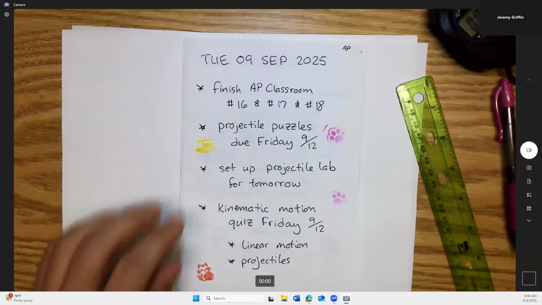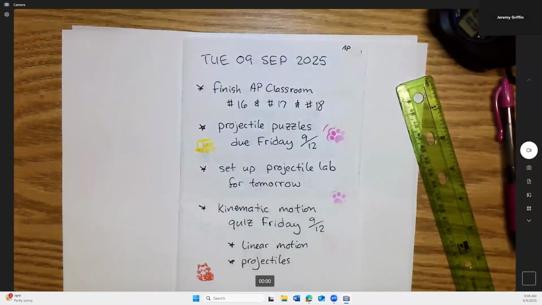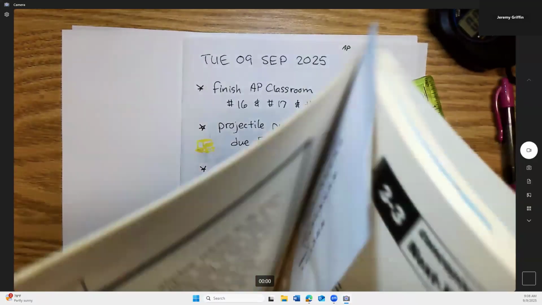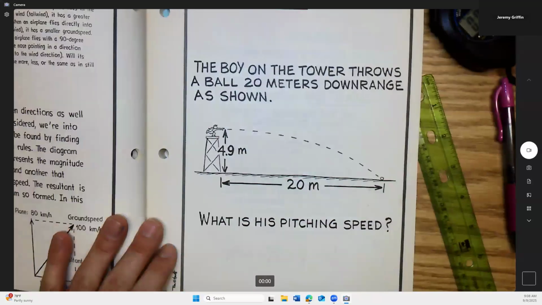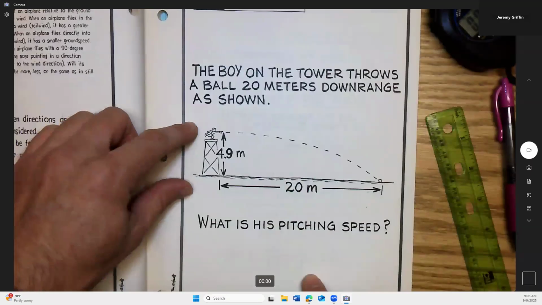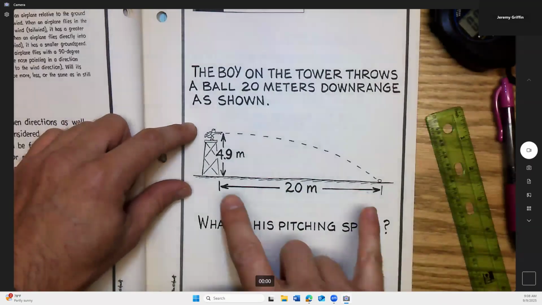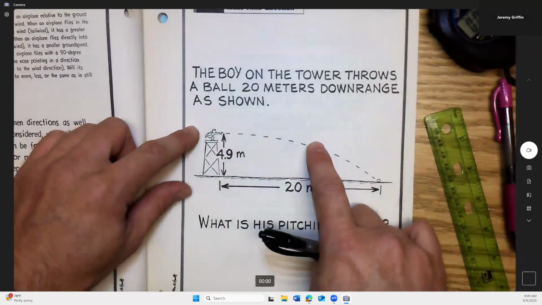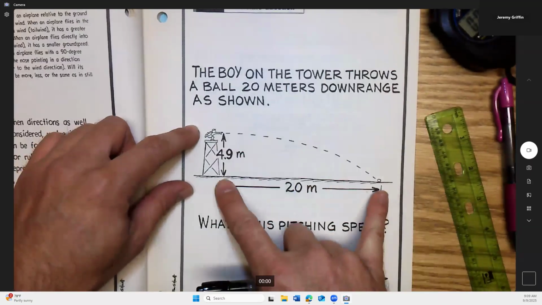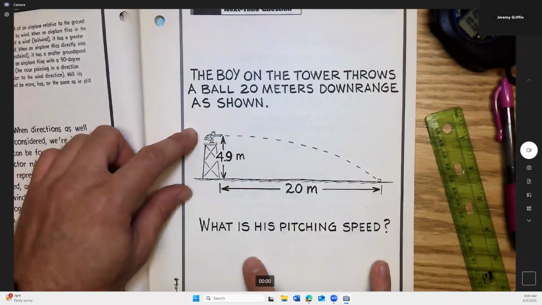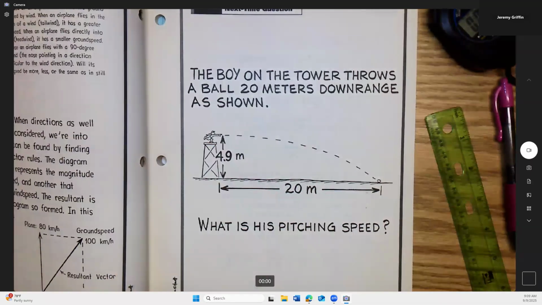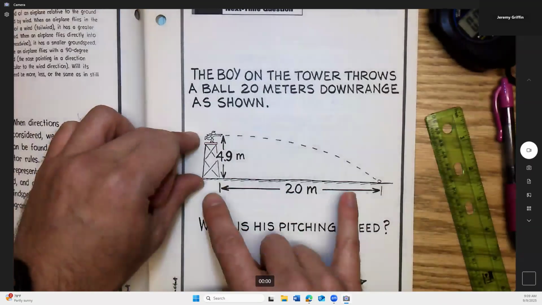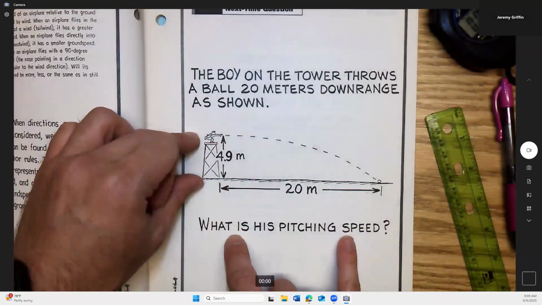You know what? Let me throw in a little bonus question for you guys because I was going to throw this to my honors students today. So we'll do some bonus questions right here. Okay, we got a boy on a tower. Throws the ball. Now, does he throw it horizontally, just like you guys are going to do in your lab tomorrow? Let's say it lands 20 meters out. Actually, this is your lab question tomorrow, isn't it? Wow. Yeah. All right, well, why not? We'll do it here. So he knows the height of this tower. He knows how far the ball goes. What is his pitching speed?